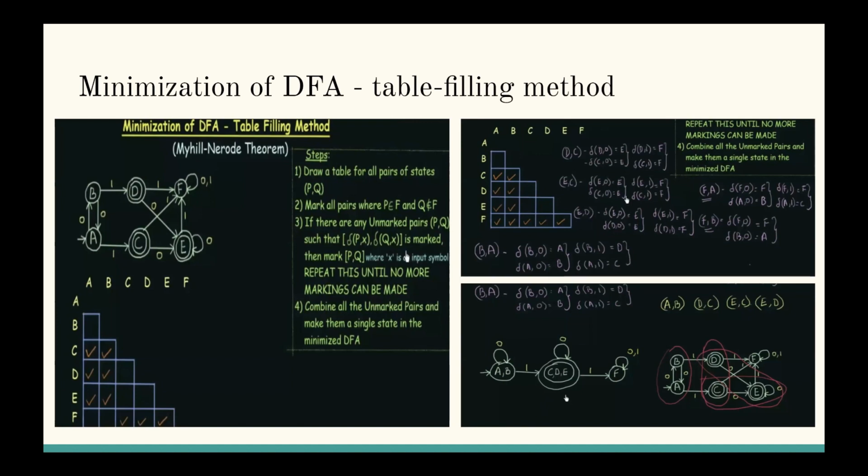So the second step will be to mark all pairs where P is a final state and Q is not a final state. So for example, B and A are both non-final states, so we don't have to mark them. But C and A, C is a final state and A is not a final state, so therefore it's marked. And so we continue this process for all the different combinations of the states that we have. And we can mark CA, for example, and then also we can look at F and E. F is a non-final state, E is a final state, so we mark those as well.